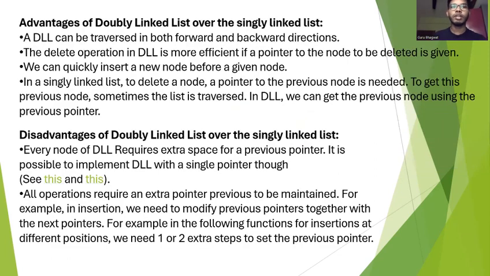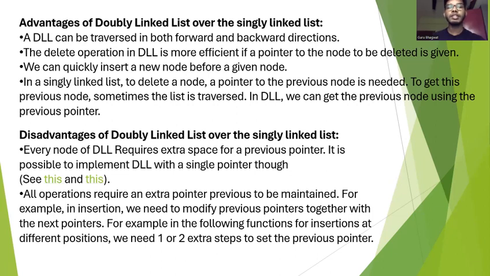Next, we are going to move on to the advantages and disadvantages of the doubly linked list compared to the singly linked list. The doubly linked list can be traversed in both forward and backward directions, but in a singly linked list, we cannot traverse in both directions. The delete operation in the doubly linked list is more efficient if the pointer to the node to be deleted is given. Then we can quickly insert a new node before a given node, because insertion and deletion can be done in both ways, forward or backward.